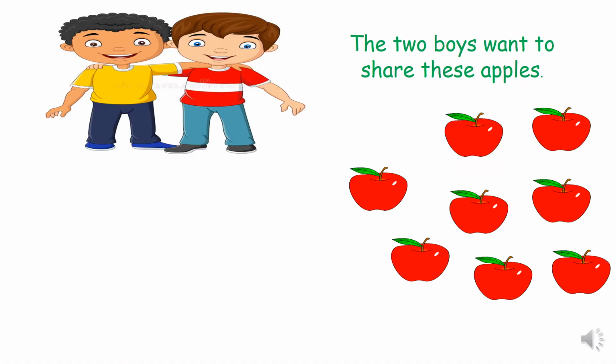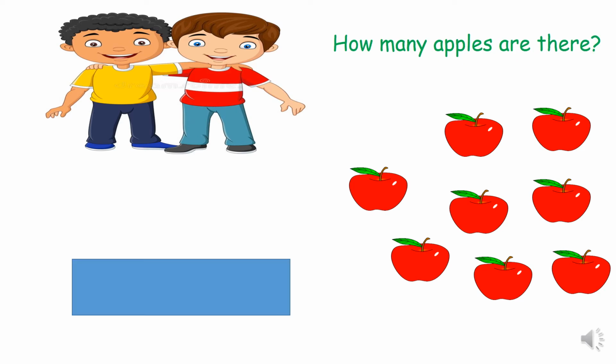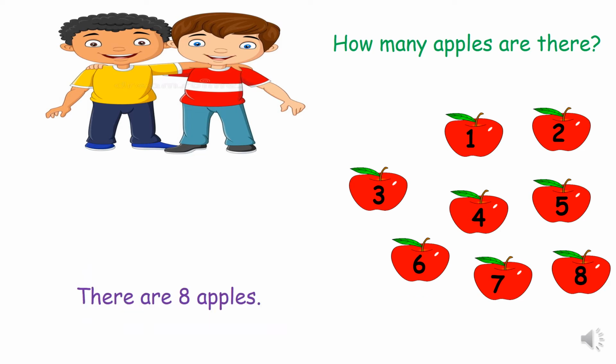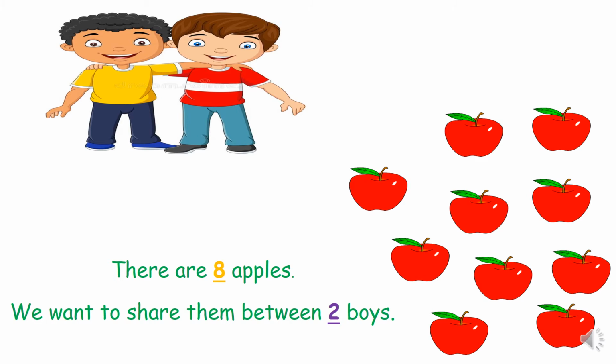These two boys, they want to share these apples. First, we need to work out how many apples there are. So let's count together. 1, 2, 3, 4, 5, 6, 7, 8. There are 8 apples in total. There are 8 apples. We want to share them between the 2 boys.